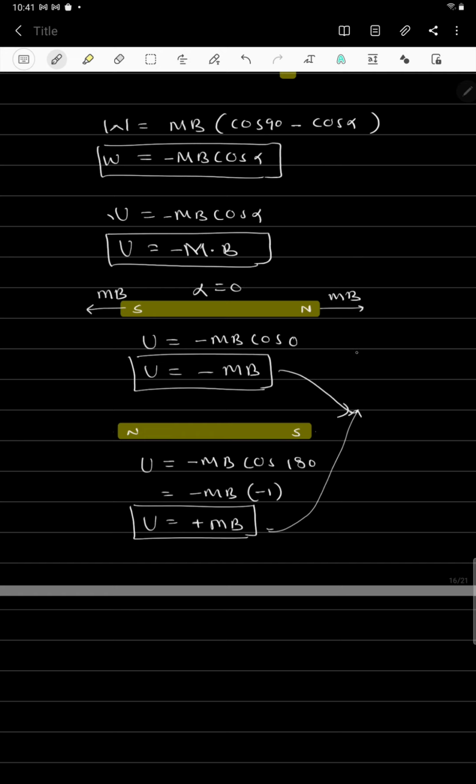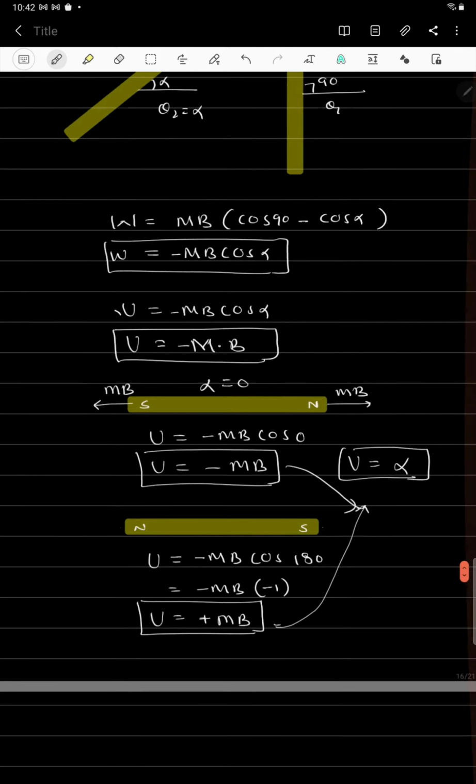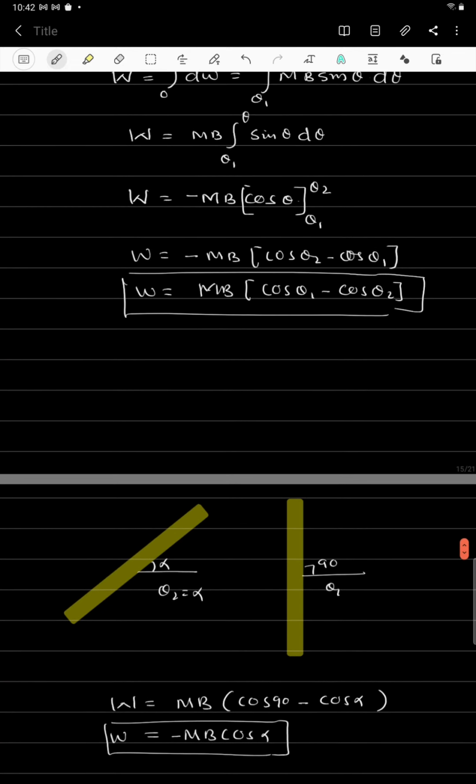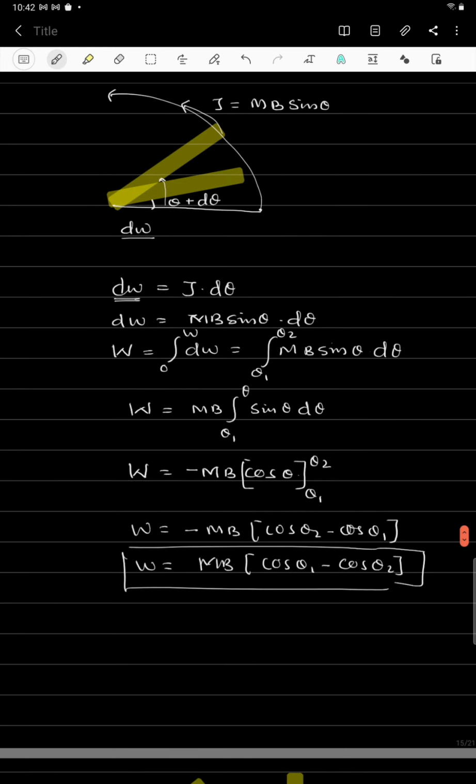Also, the potential energy of the magnet depends on the angle, as the angle changes from the initial position to the final position. So this is all about the magnetic potential energy which is produced by the magnetic field.